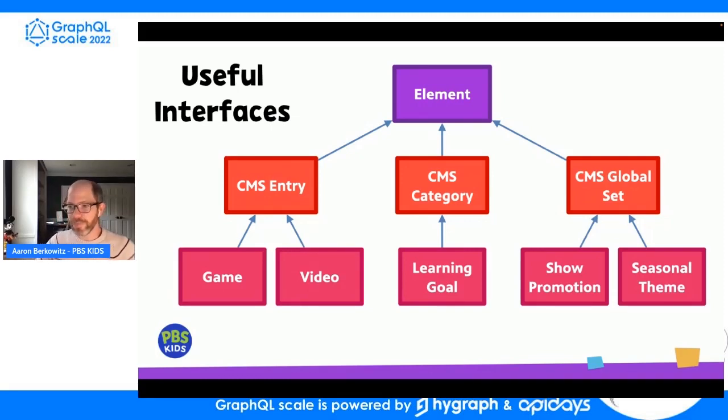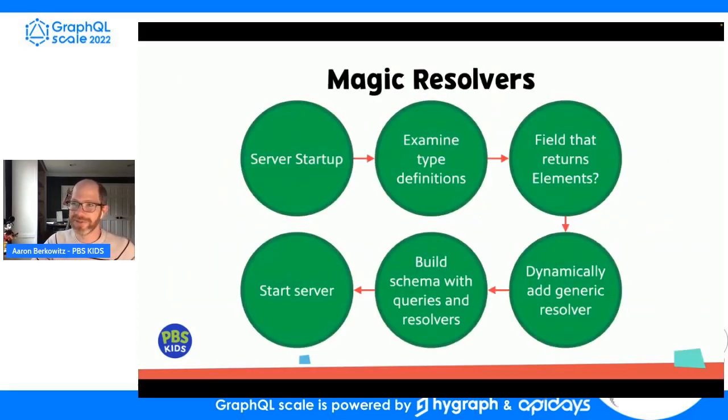The second part we have here is what we call magic resolvers, which was a way for us to be a little bit lazy in our development, but really helpful in keeping consistency across all these different types. So we use Apollo for our GraphQL server, and we run it on AWS Lambda. So a server startup for us is almost every, or cold start invocations, if you're familiar with Lambda.